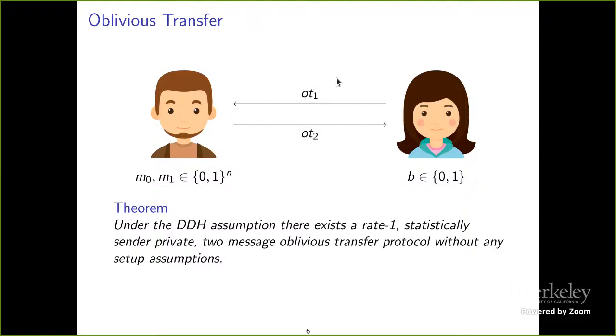Using algebraic restriction codes, we get an oblivious transfer protocol under the DDH assumption, which has very nice properties. Namely, it is rate 1, which means this two-message oblivious transfer is as good as it gets. It is statistically sender private. Only two messages are exchanged, and we don't need any setup assumptions, so no common reference string or random oracle model.